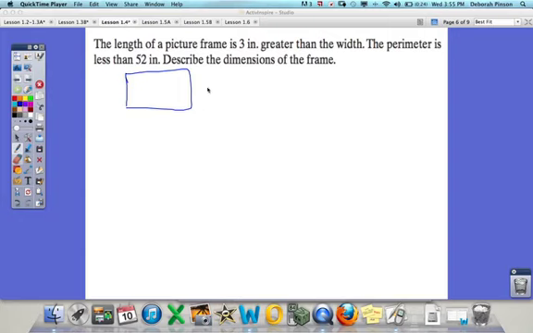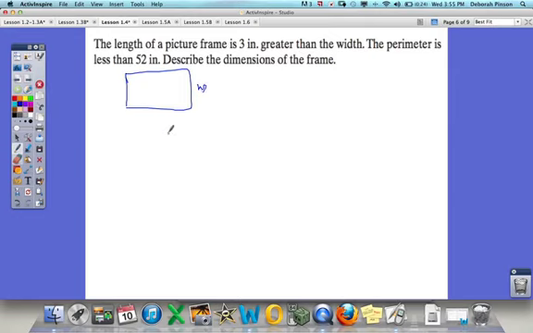Okay, so let me go through and put in here the things that we know. I'm going to call the width W. And then this is what they tell me about the length. It's 3 inches greater than the width. So I'm going to call the length W plus 3. Okay, now when I add all of these up, I do the perimeter, it needs to be less than 52 inches. So I can do that. I have my two widths, so 2W, and I've got 2 of these W plus 3s.